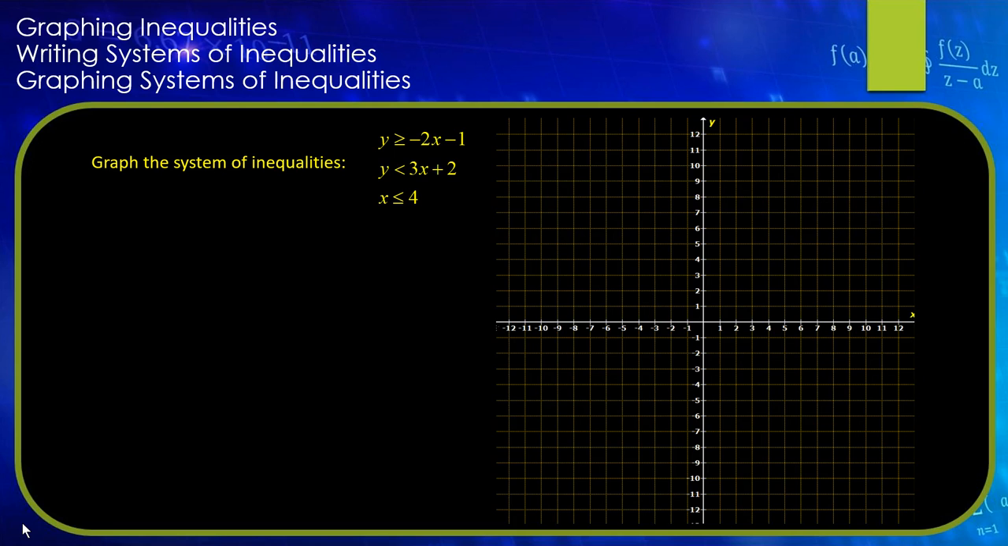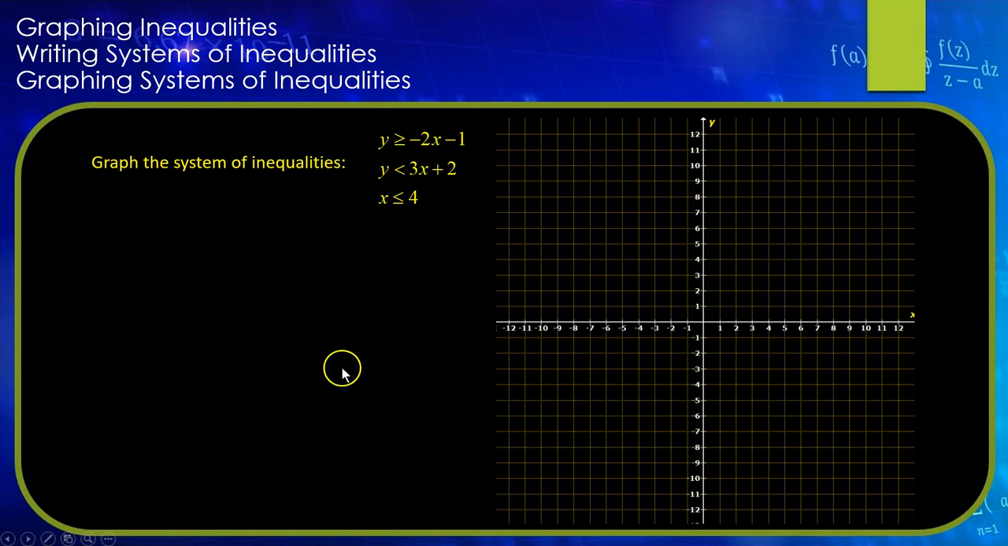So this one isn't too bad either because, again, everything is written in slope-intercept form, with the exception of x is less than or equal to 4, but we know that's a vertical line because x equals 4 is a vertical line. But here we are asked to graph three things. So I want to see where three different regions would overlap each other.